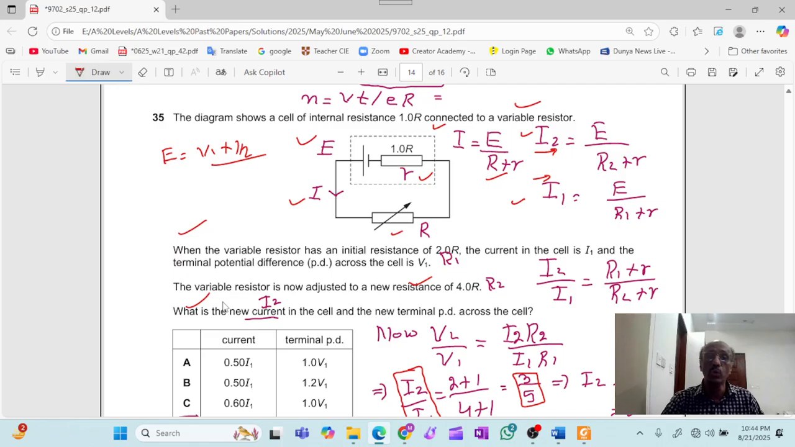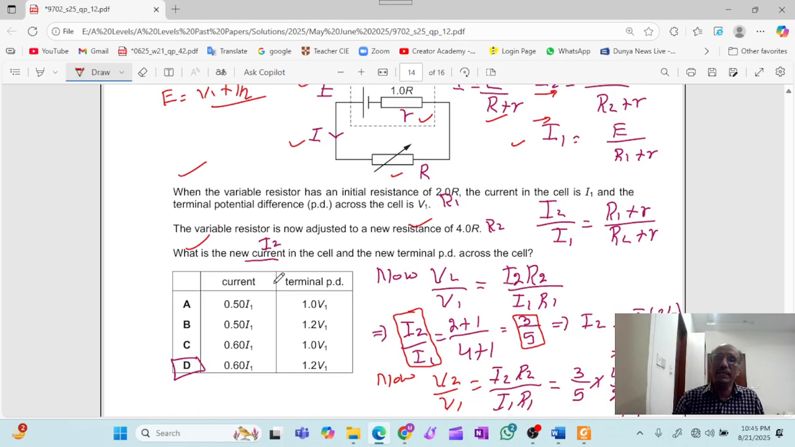So now what we will do? We will calculate the ratio of I2 over I1. What is the new current in the cell? Okay. So now I2 over I1, we will make an expression: R1 plus r over R2 plus r, because E will be cancelled out. And then V2 over V1, that is equal to, since V equals IR, I2 into R2 over I1 into R1. Now we will substitute the values in this expression. We will calculate I2 over I1.